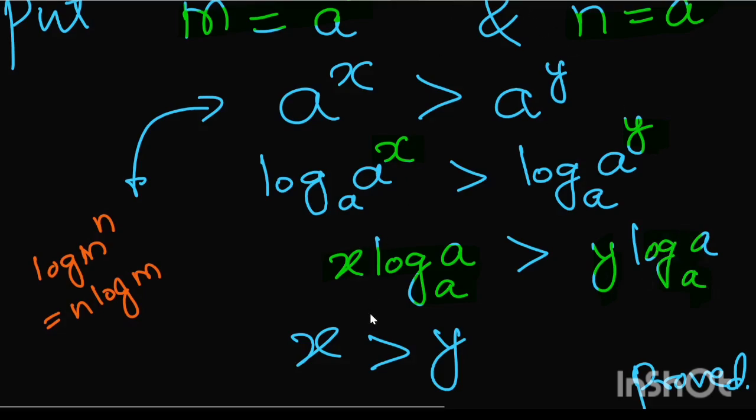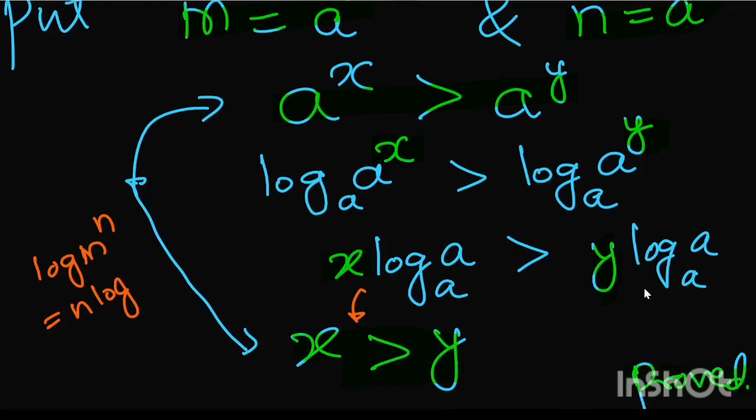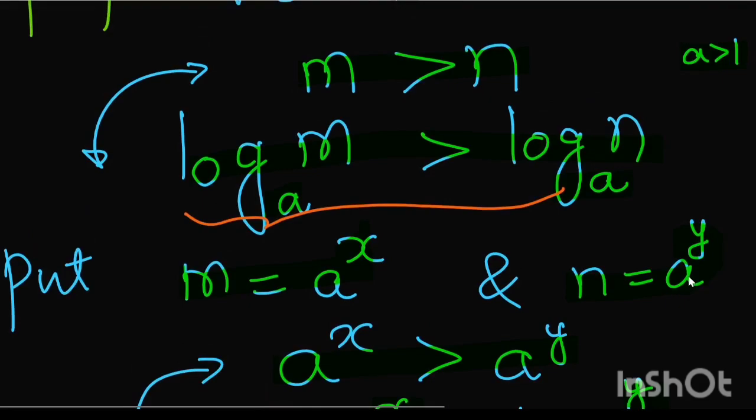Okay, so what does it become in the next step, guys? In the next step it becomes x greater than y. So you can directly relate now: a to the power x greater than a to the power y means x is greater than y. So that way it is proved for a greater than 1.